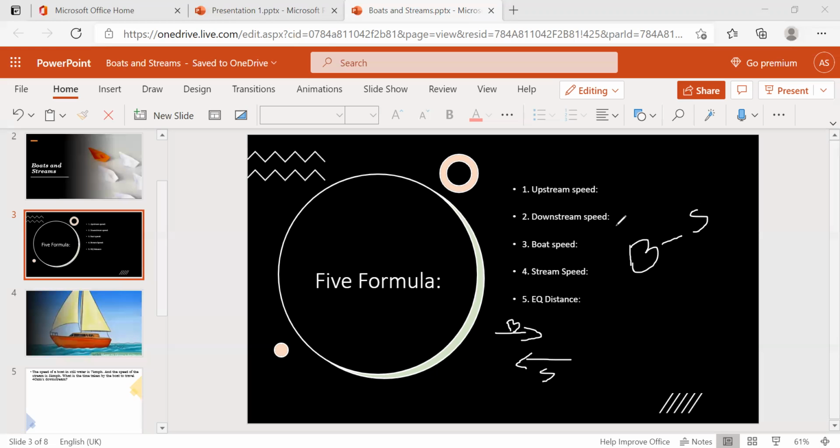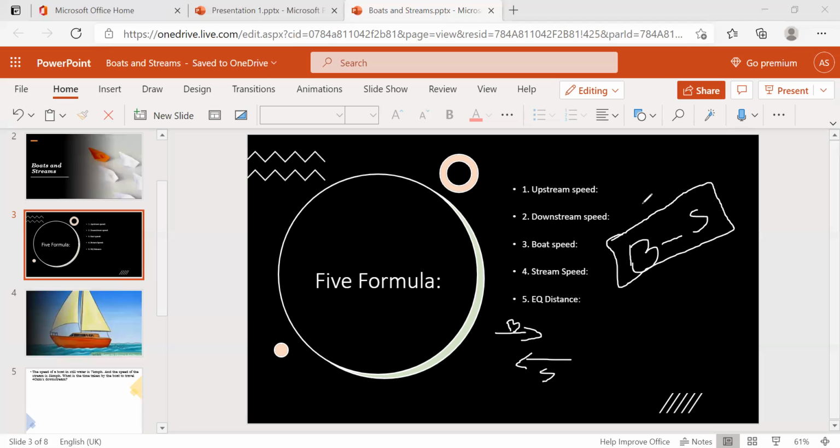So upstream speed is nothing but boat speed minus river speed. Whatever speed our boat is moving at, the river is flowing against us at its own speed. So boat speed minus stream speed is nothing but the upstream speed. So this is the first formula.